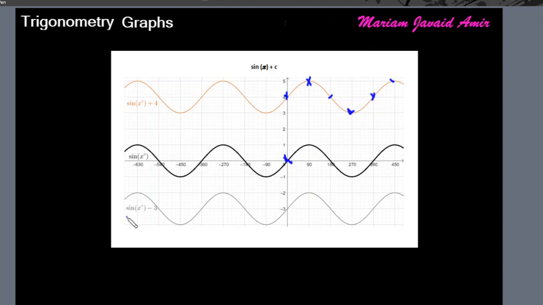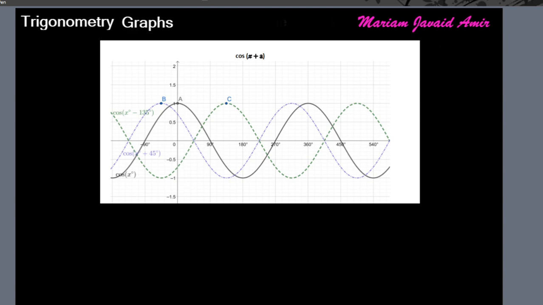Similarly, when it's sine x minus 3, every point on the y-axis gets subtracted by 3. So 0 becomes minus 3, 1 becomes minus 2, 0 again becomes minus 3, minus 1 becomes minus 4, and then you join these points with the smooth curve. And the same holds true for the graph of cos x and tan x.